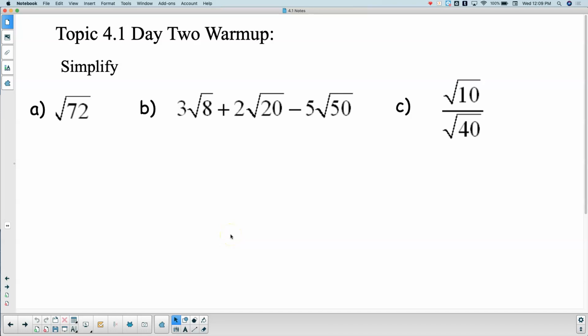Great warm-up problem for you, or three of them actually. Let's go for it.